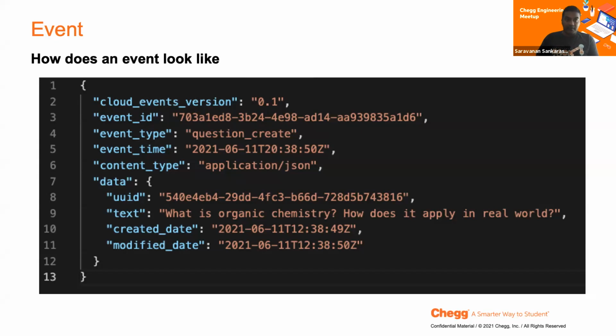Events are produced in the JSON format and they comply with a cloud event specification. Cloud event spec defines a standard way of defining the schemas, and it was also fairly new when we started our journey, and we are one of the early adopters.